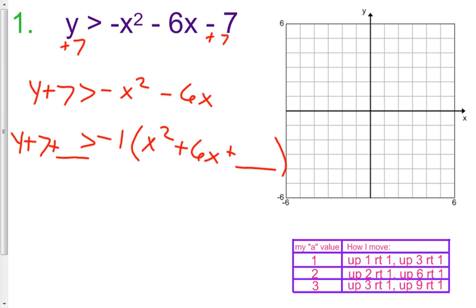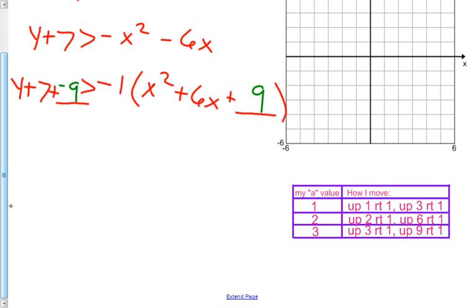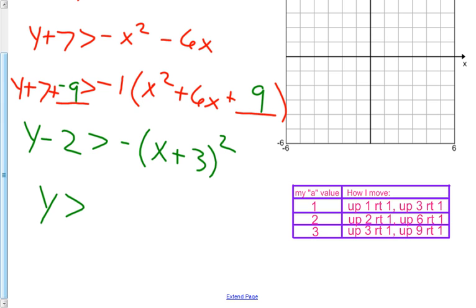So now what goes in the blank? Divide it by 2 and square it. 6 divided by 2 is 3. 3 squared is 9. But I'm actually adding a negative 9, remember, because I have to multiply it by the negative 1. I have to distribute that negative 1. So now I have y minus 2 is greater than negative 1 times the quantity x plus 3 squared. And then I have to add that 2. So y is greater than negative, x plus 3 quantity squared, plus 2.